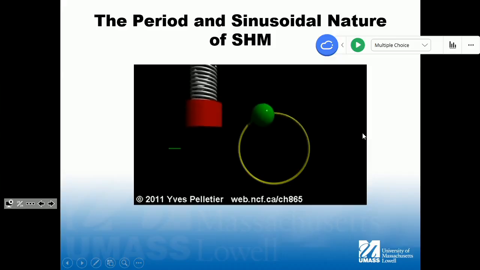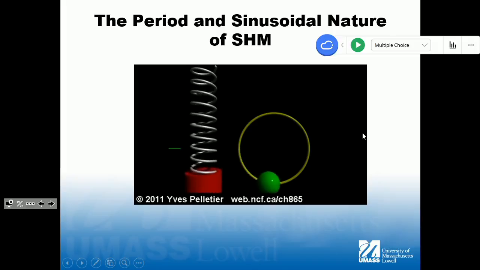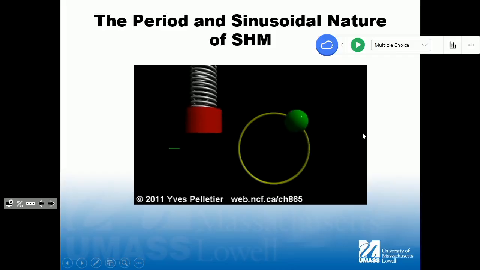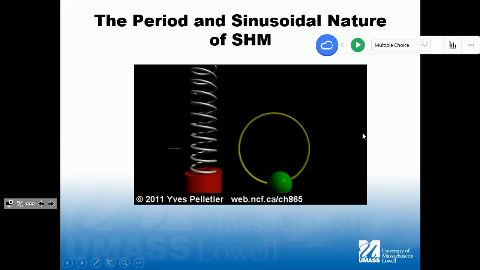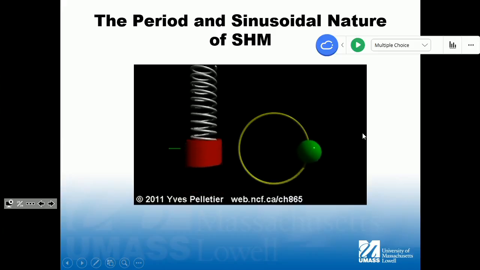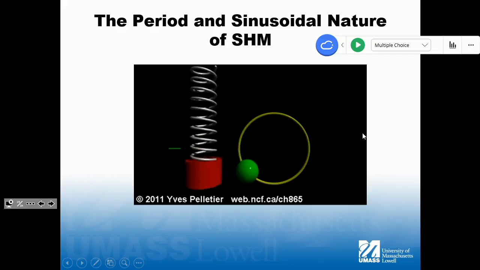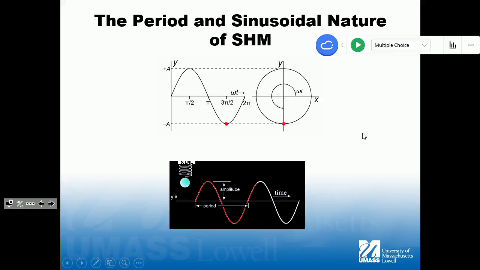The block that's moving up and down has zero velocity at the top, zero velocity at the bottom, and max velocity in the middle. The circle being described is described at uniform speed, but the vertical position of the ball in that circle is the same as the vertical position of my mass spring system. Does that make sense? And that is this.